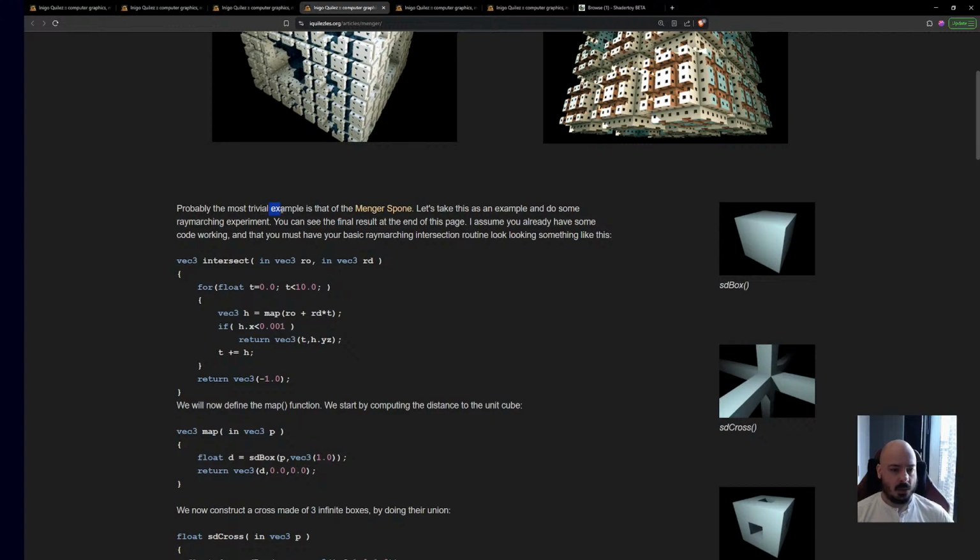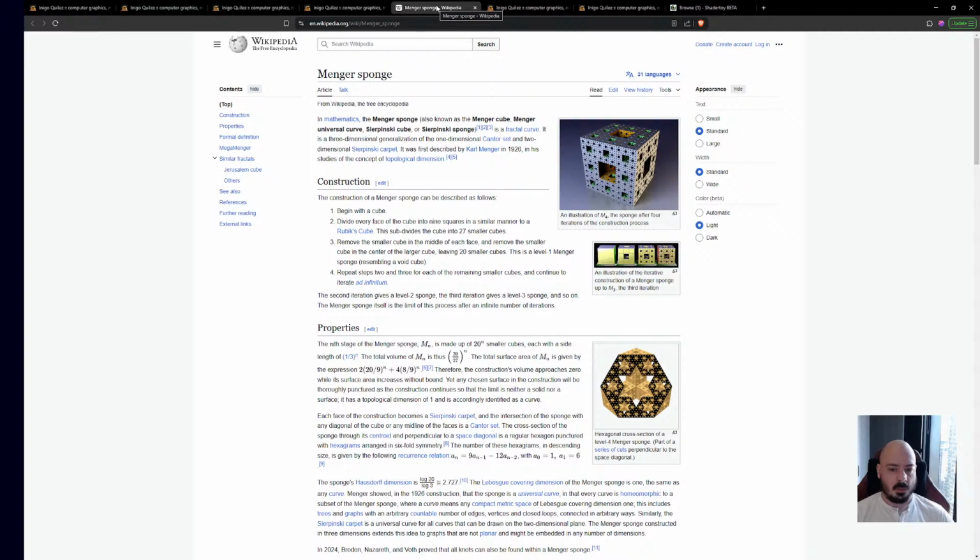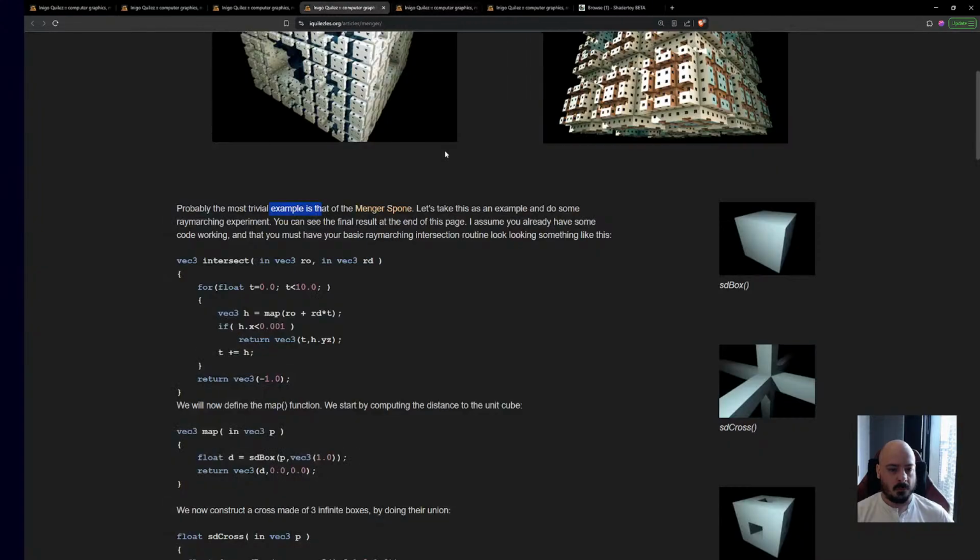Probably the most trivial example of that is the Menger sponge. Yeah, I think he missed a G here. Oh, this thing that we're looking at. This is the Menger sponge. Gotcha. Let's take this as an example and do more ray marching experiments. You can see the final result at the end of this page. I assume you already have some code working, and that you must have your basic ray marching intersection routine looking something like this. Well, I don't have that actually.